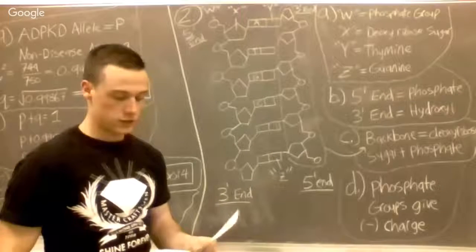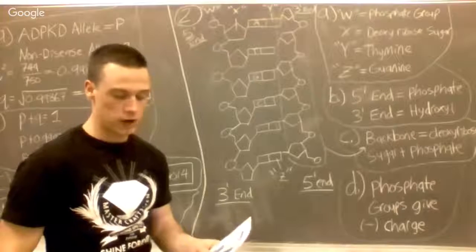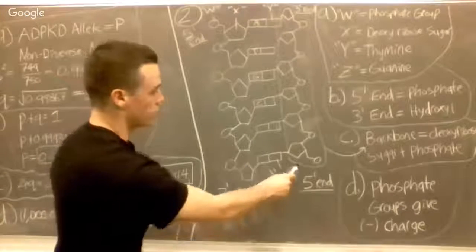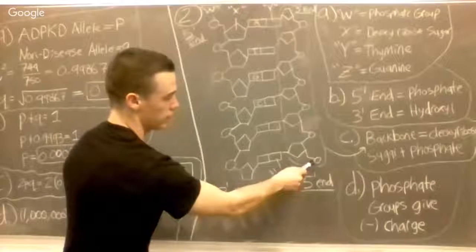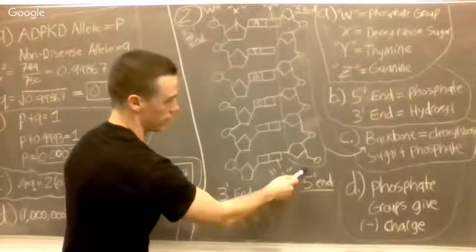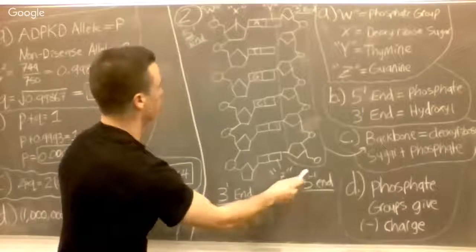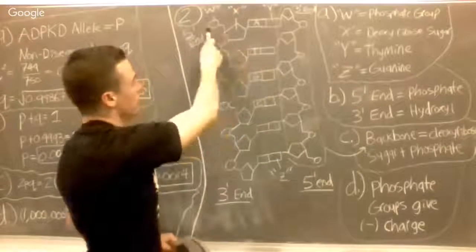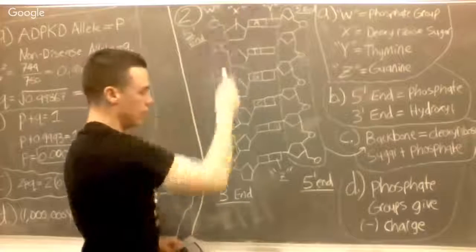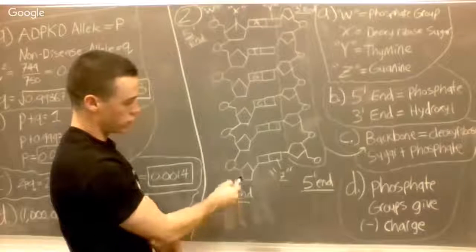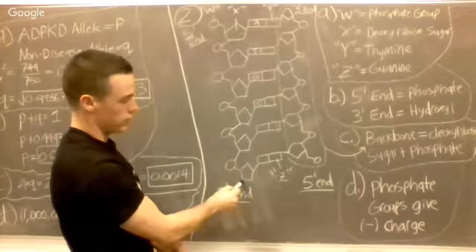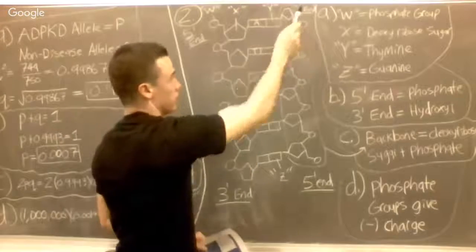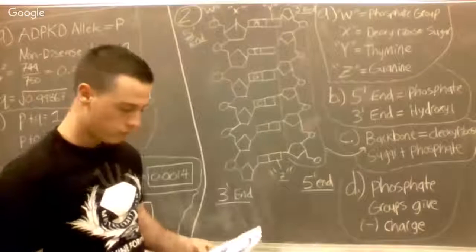B asks us to indicate the 5' end and 3' end of each DNA strand. The 5' end is where the phosphate group is. So this is the 5' end of this backbone, and the 5' end is on the opposite side since they run anti-parallel. The 3' end is where the hydroxyl group will stick out off of this third carbon. And it's the opposite on this side since they're anti-parallel.